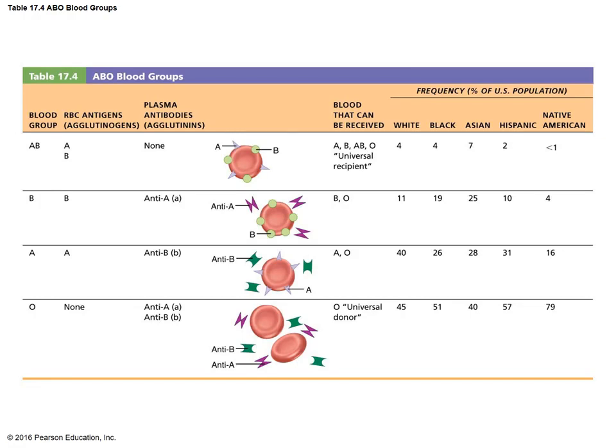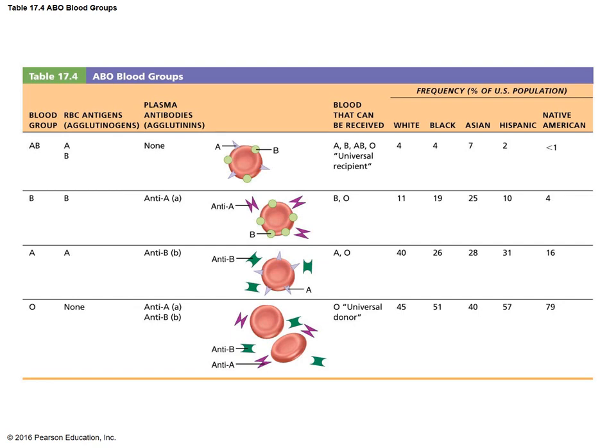If you are type AB blood, you don't have any. And then you can see a picture of what the red blood cell would look like with the A and the B markers on them. If you are type B blood, you would have the anti-A antibody.